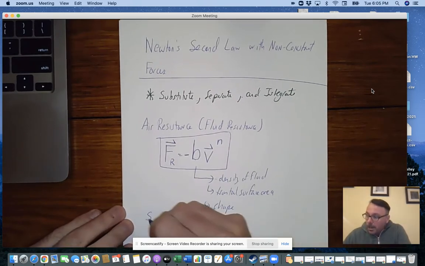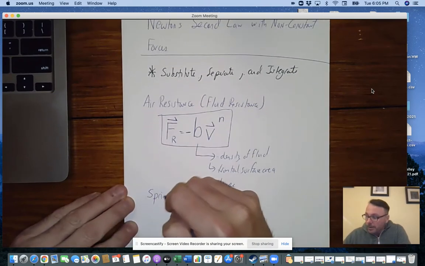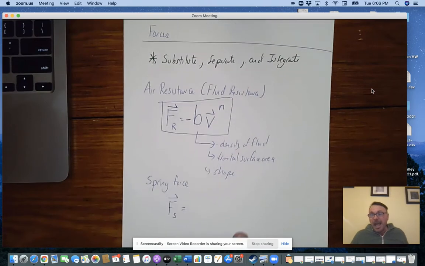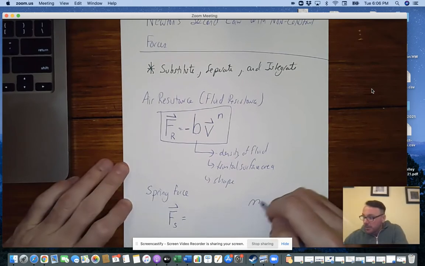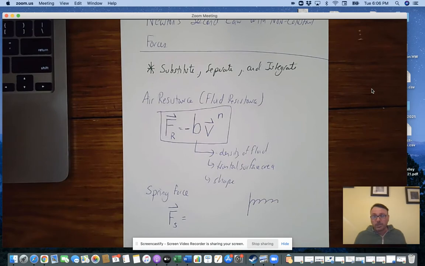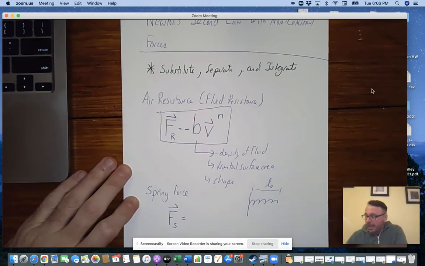Another force that varies as a function is the spring force. And hopefully you saw this last year, that the spring force is always dependent upon how far that spring is from what's called its natural length. So if I have a spring here that's attached to a wall, and that's how it is when no forces are attached to it or acting on it, that's what we call the natural length, L0.